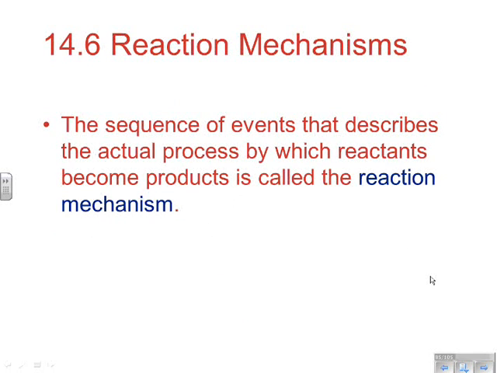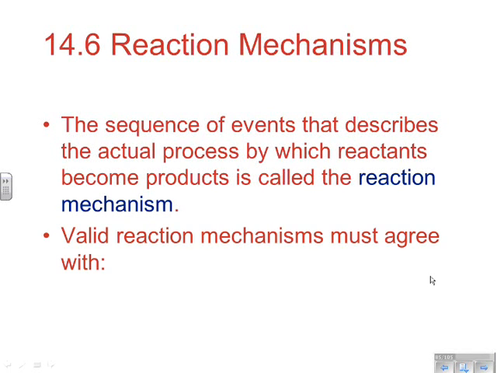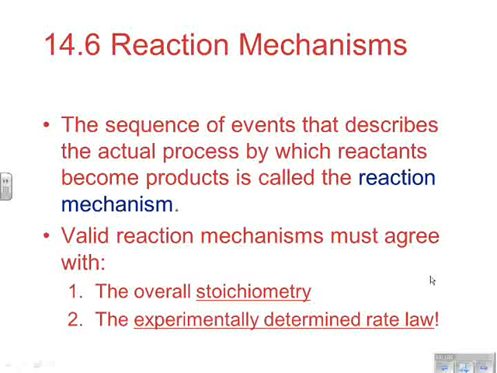So a reaction mechanism is really the sequence of events that describes the actual process by which reactants react with other things to become products. It's the series of elementary steps that actually describes a reaction. A valid reaction mechanism must agree with two things. So in an FRQ question or a homework question, if you're asked, is this a valid mechanism, you need to think two things. First, does it agree with the overall stoichiometry?